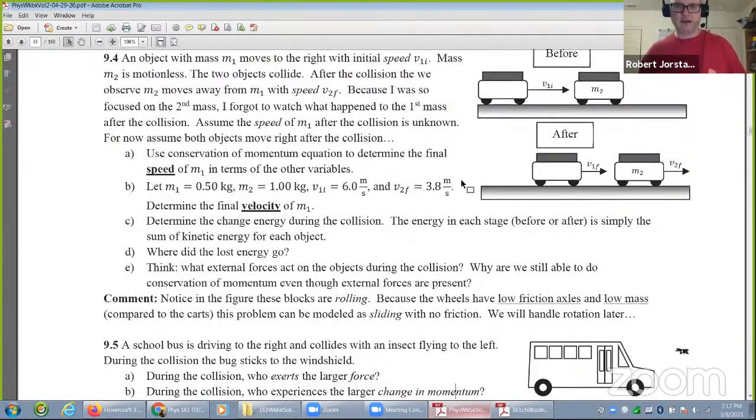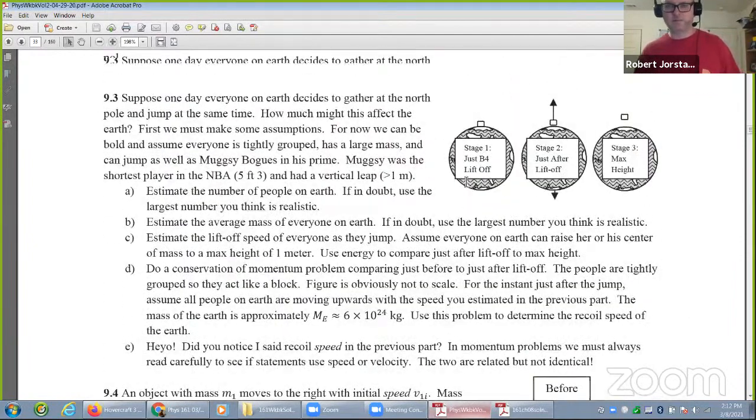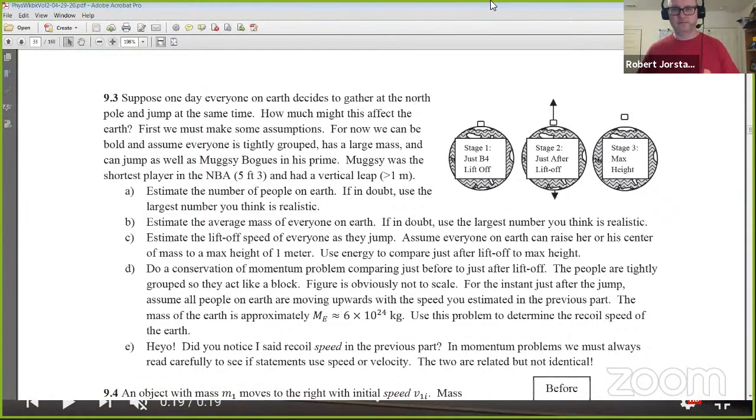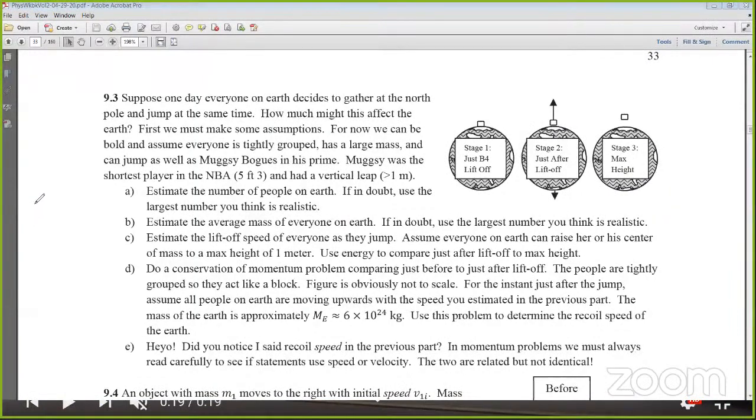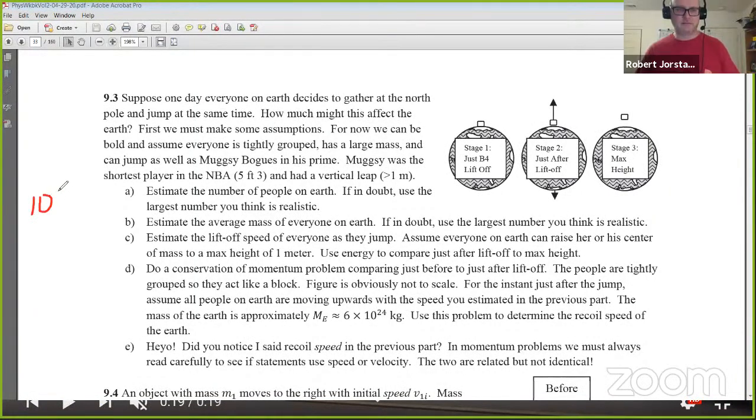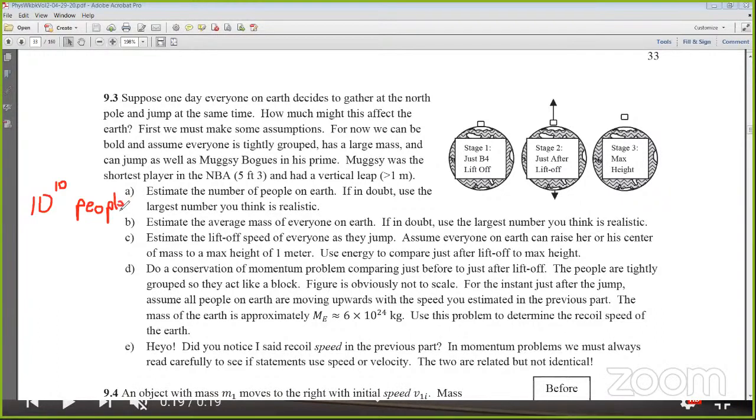So in this case, let's look up here. This is kind of a fun one. Suppose one day, I see we have 3 minutes, so we might as well do this one. Suppose one day everybody on Earth decides to gather at the North Pole and jump. How much is this going to affect the Earth? What would your gut say? How many people are on Earth? Give me a number. There's like 8 or 9 billion or something like that. Can we round that to 10 billion? Okay. So won't that be 10 to the 10th people, approximately? Okay. So let's just say that.